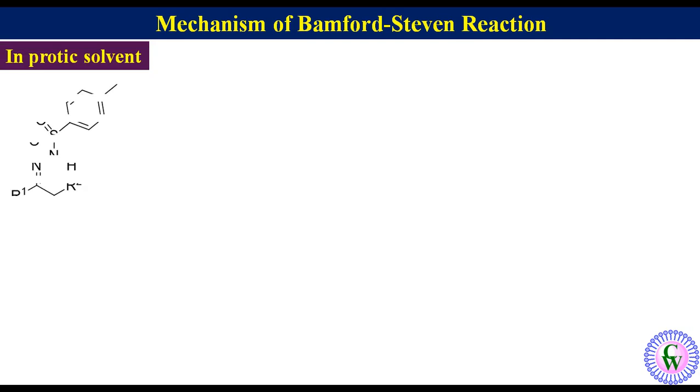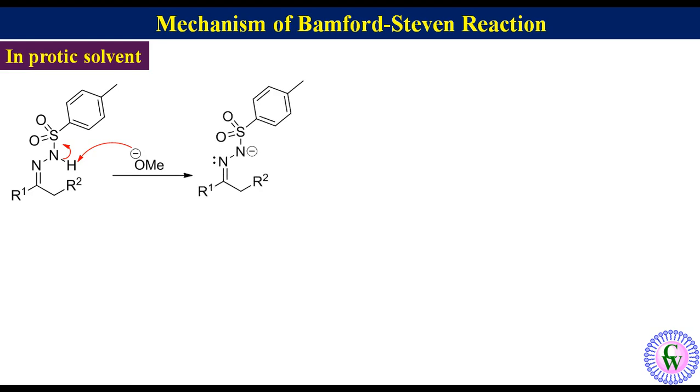Mechanism of Bamford-Stevens reaction. We know that Bamford-Stevens reaction occurs both in protic and aprotic solvents. Let's first discuss mechanism in protic solvent. This is the tosylhydrazone. Suppose the base is methoxide ion. Methoxide ion abstracts NH proton to produce anion, which expels out para-toluene sulfonate to produce this diazoalkane intermediate.